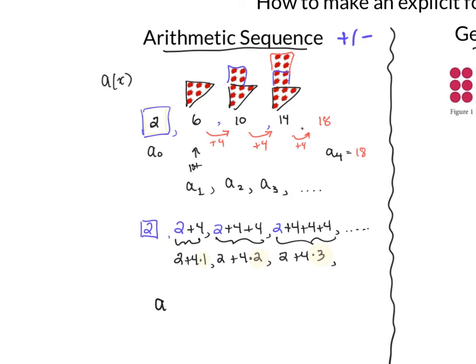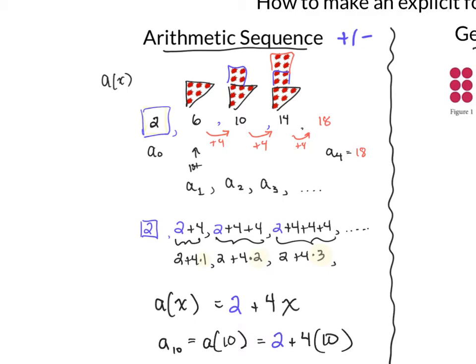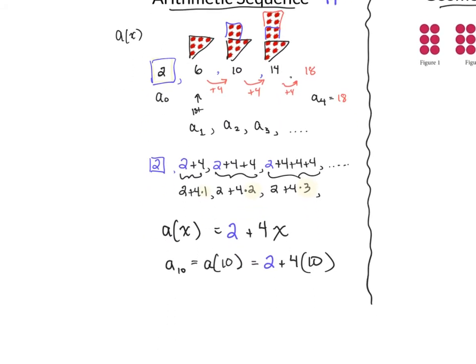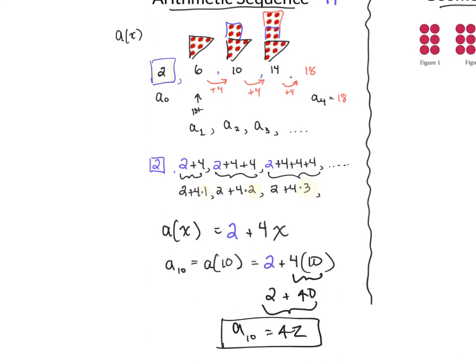So our formula here is going to be that A of X is equal to my 0th number, which is 2, plus 4 times whatever the number is. And the reason that this is helpful is if I wanted to know what, let's say, A of 10 is, I want to know the 10th number. You could also write this as A of 10. That would be okay too. What you can do is you just say 2 plus 4 times 10, and then you can evaluate. And we know that 4 times 10 is 40, plus 2 is 42. So the A of 10, or the 10th number in the sequence, would be 42.